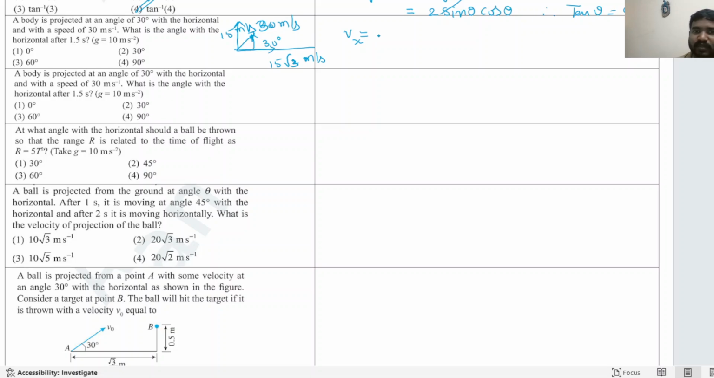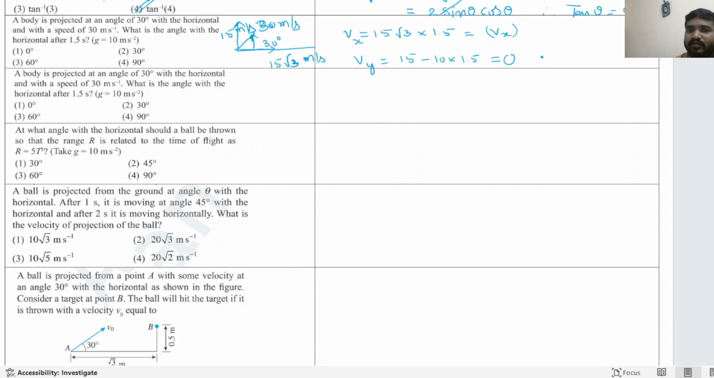It is just uniform motion along the horizontal direction, so Vx is 15 root 3 times 1.5. Similarly, we get Vy. Vy is the initial velocity 15 minus 10 times the time value 1.5. So the final velocity along the vertical direction is equal to 0. Therefore, only the x component will be there.